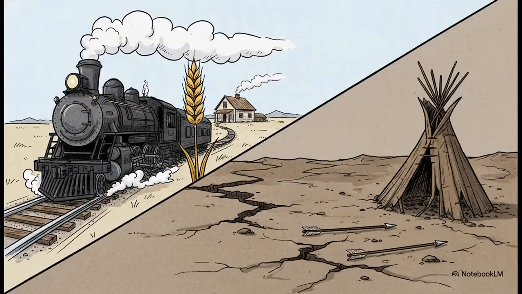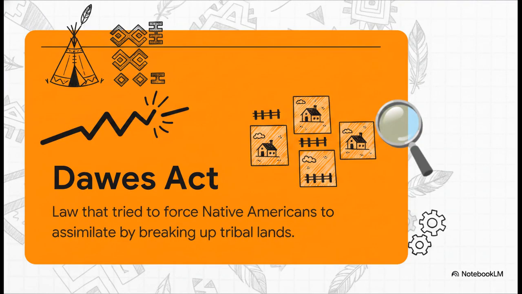U.S. expansion. Here's another vital definition you need for your study guide: the Dawes Act of 1887. This wasn't just about taking land, it was a devastating legislative tool used to force cultural assimilation. The Dawes Act aimed to force Native Americans to live like white Americans, specifically by breaking up their communally held tribal lands into individual privately owned plots.